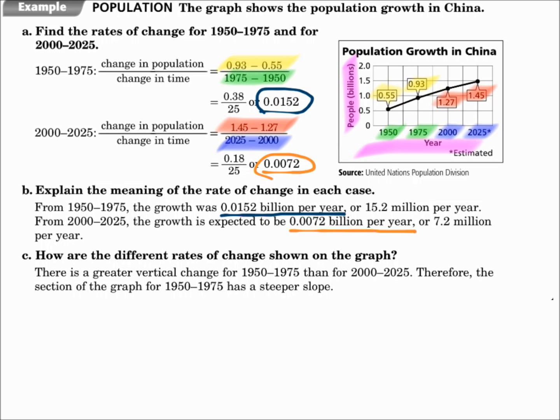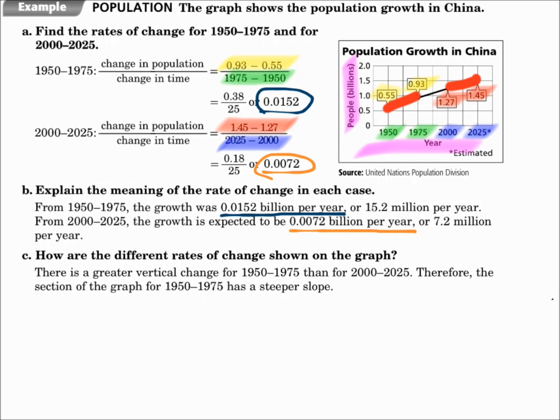C. How are the different rates of change shown? Well, there's a greater change between 1950 and 1975, so the section of that graph has a steeper slope. And it's not as steep between 2000 and 2025. It narrows off just a little bit.